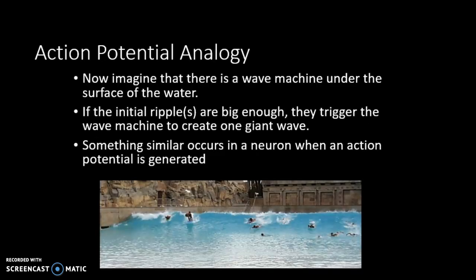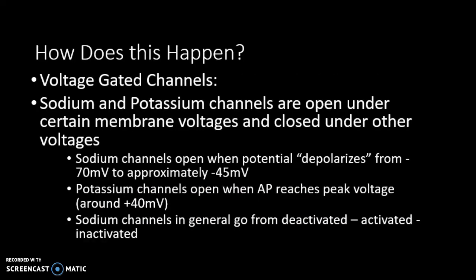Still taking that analogy, now imagine there is a wave machine under the surface of the water. If the initial ripples are big enough, they trigger the wave machine to create one giant wave. Something similar occurs in a neuron when an action potential is generated. Again, if that little ripple, or some of those EPSPs, hit a certain threshold, we can trigger an action potential, or trigger that big wave. So how does this happen?